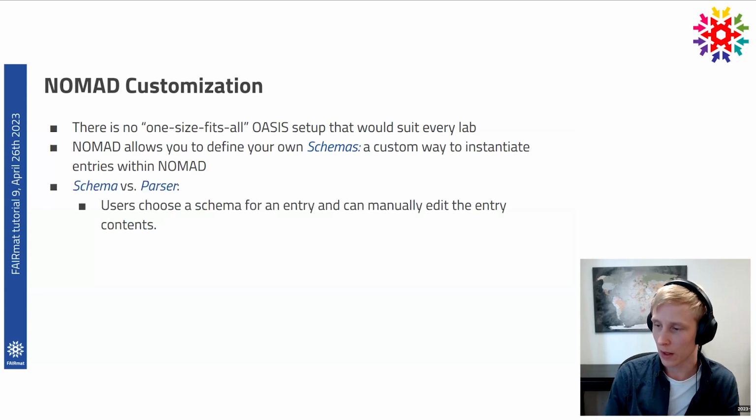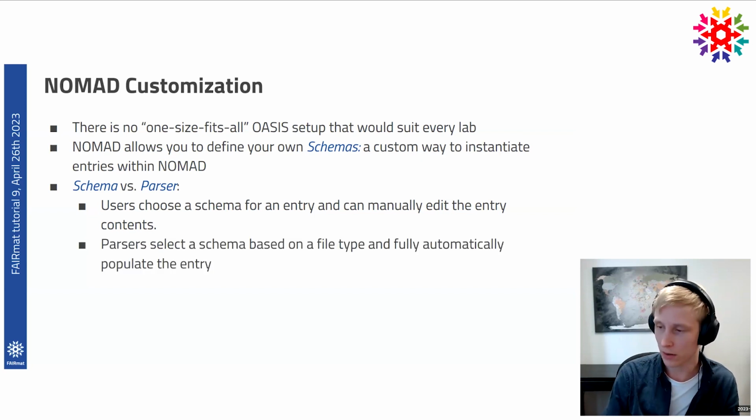And just to highlight the difference between these two plugin types, Marcus already covered that pretty well, but essentially a schema is something which a user actually manually chooses, and then you can also manually edit the entry contents, whereas a parser is fully automated. It will just look at some file type, some information on files on your disk, and fully automatically populate entries based on it. So this is I would say the main difference between schemas and parsers.